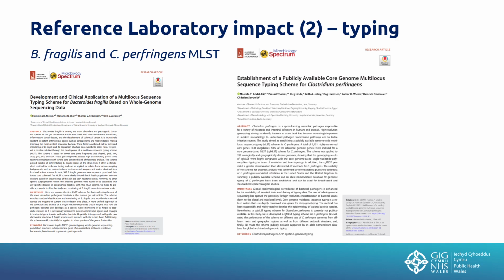In terms of the second major impact on reference laboratories, typing, we can see very well documented and published schemes for typing of Bacteroides fragilis and Clostridium perfringens that have been designed via whole genome sequencing, and these are available now to be utilised.